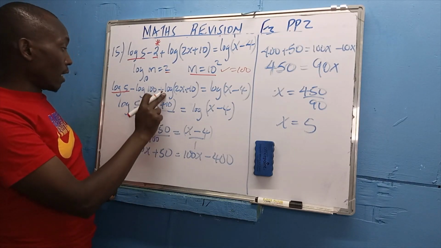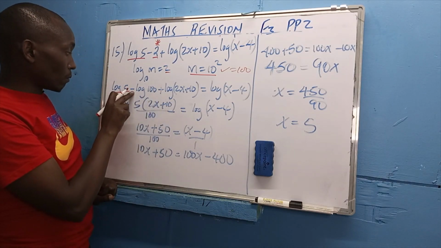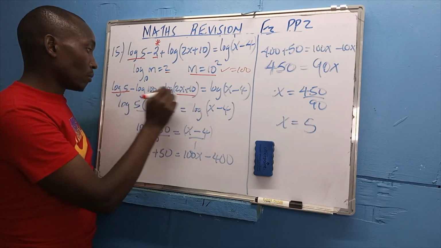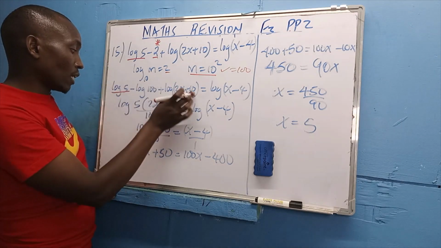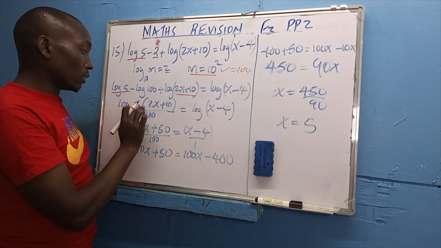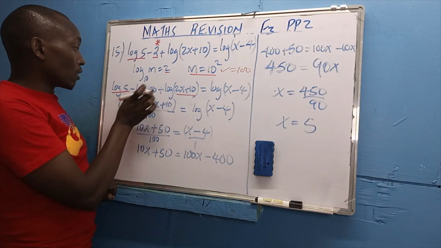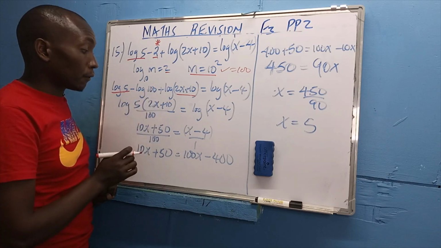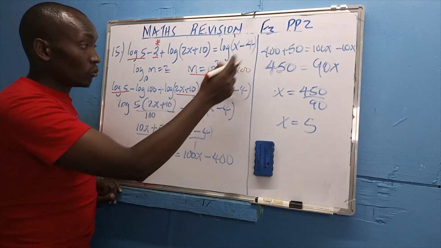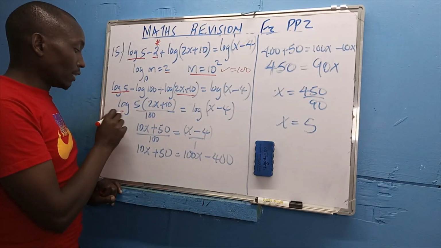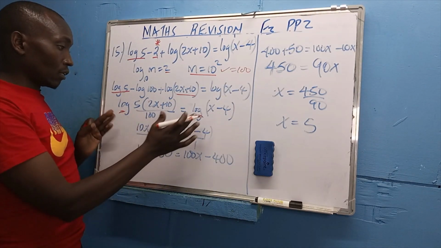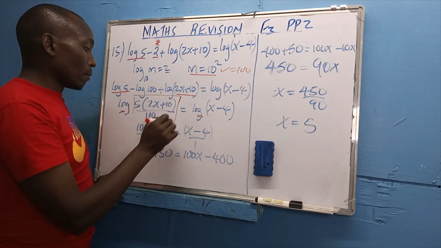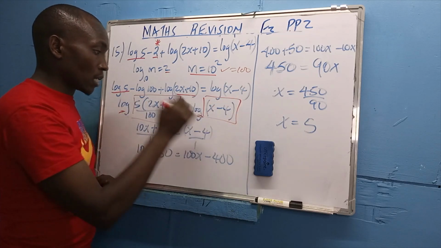With that, here I'm adding, here I'm subtracting. So it means this is a log of 5 times these. Remember, these two logarithms are being added: 5 times 2x plus 10. Then this one I'm subtracting, so divided by 100. So that equals the log of the other one. Now I can equate, remember these are logs. The log equals the log, so I can equate the numbers, the whole of these.